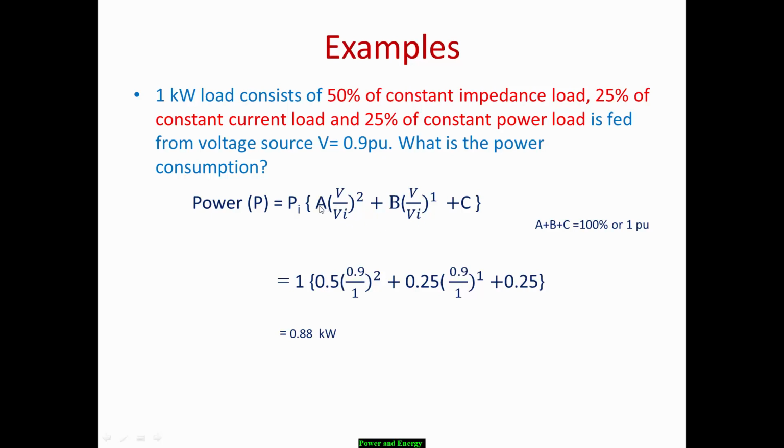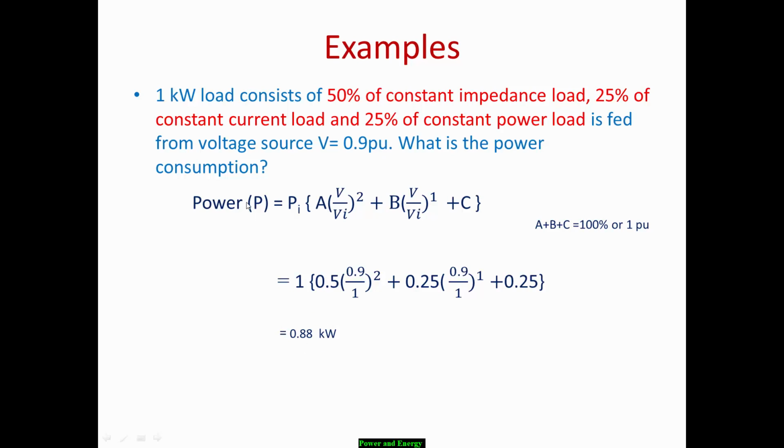Now this A value depends upon the load. If it is constant impedance load, 50%, the A value is 50%. The next one is constant current load, which is represented by B here, that is 25%, 0.25. Then C is the constant power load percentage, that is 25. Substitute it here. Then you calculate this power, you may find 0.88 kilowatt.